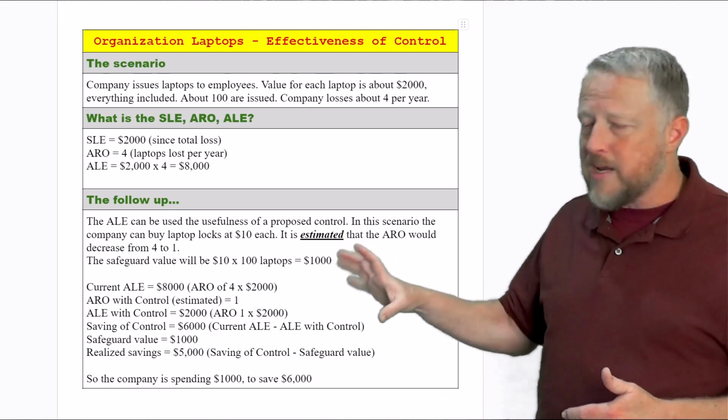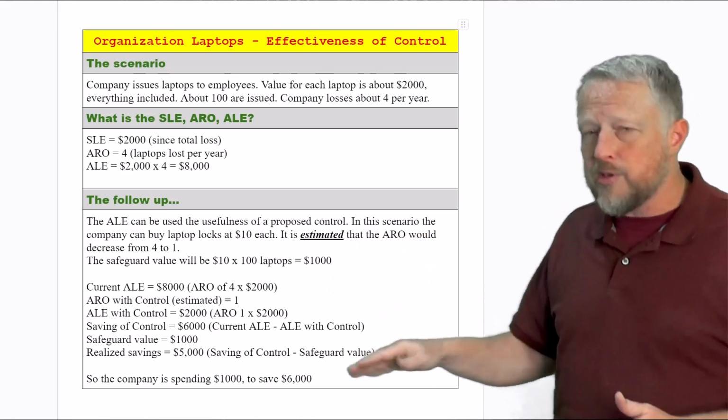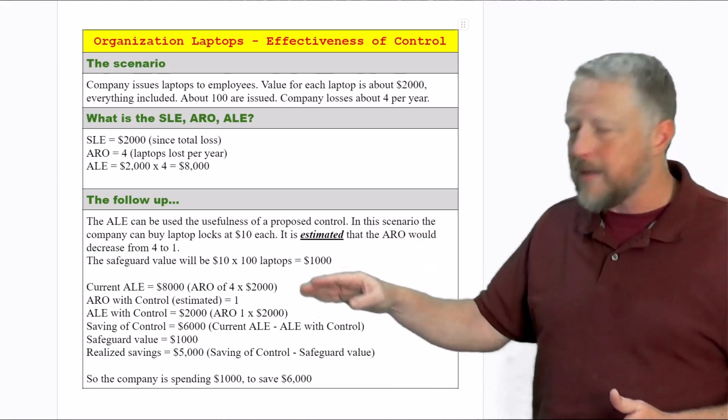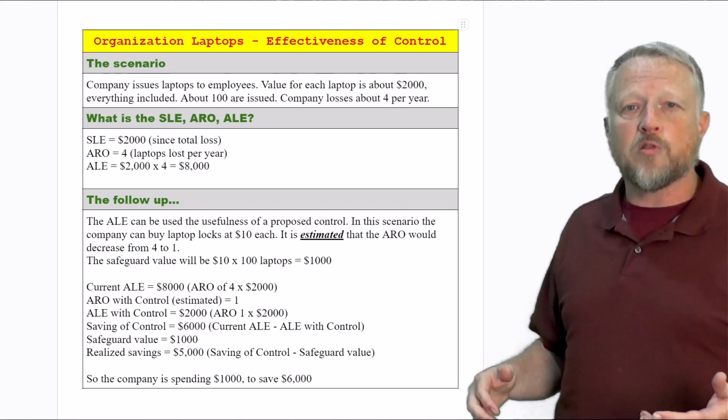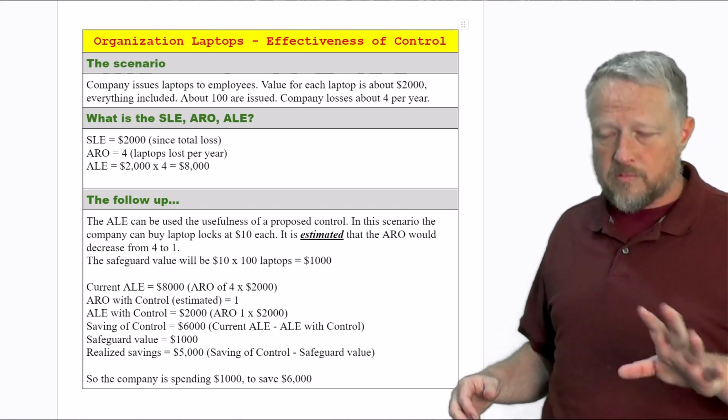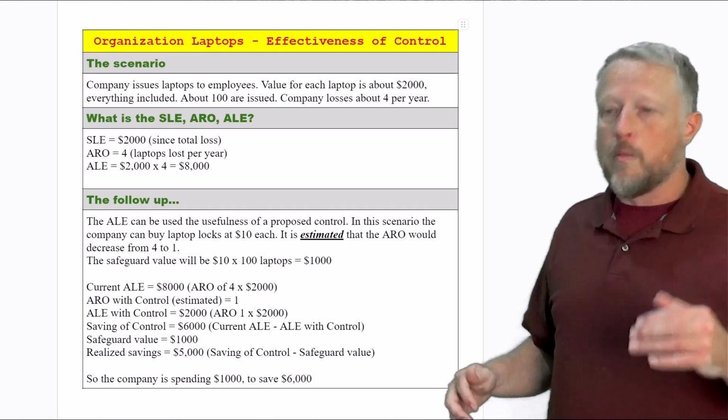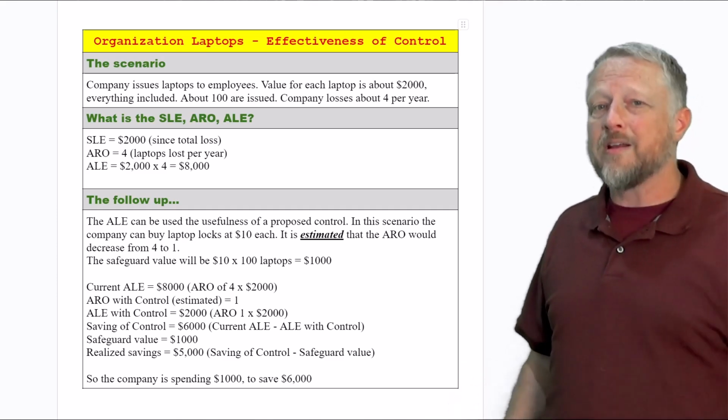So while this is an educational example, it does show you the steps, but there are some things in here, like the estimation, that are going to require further research that the book doesn't go into too deeply or at all, but it is going to be something that you would have to do in a real risk assessment.